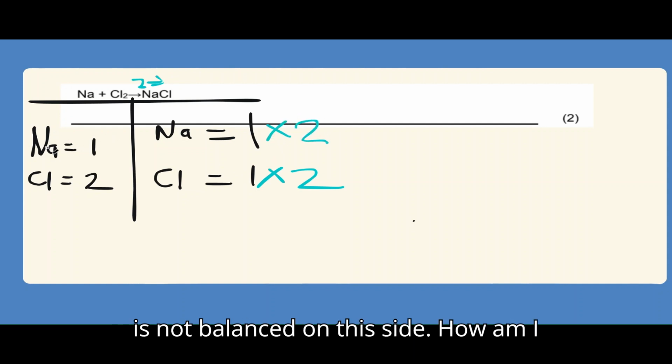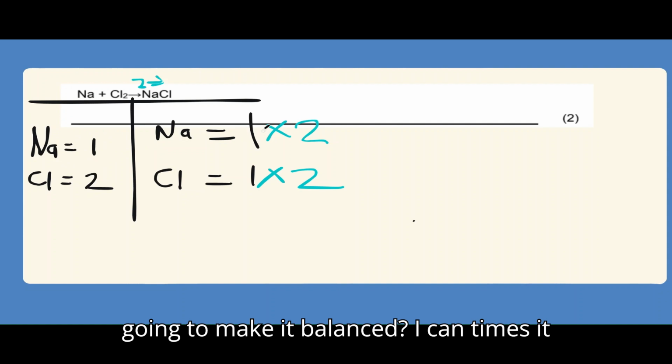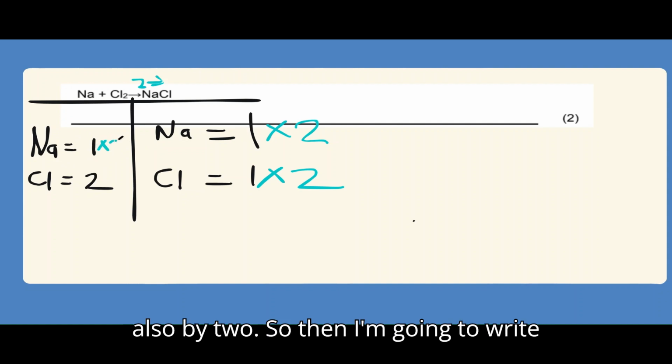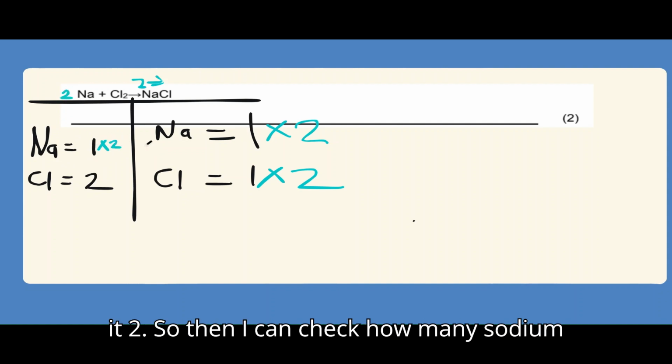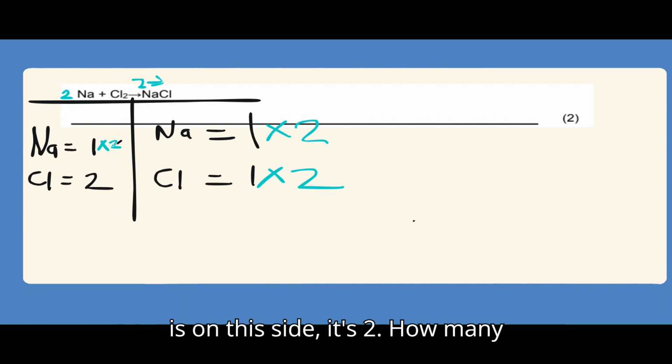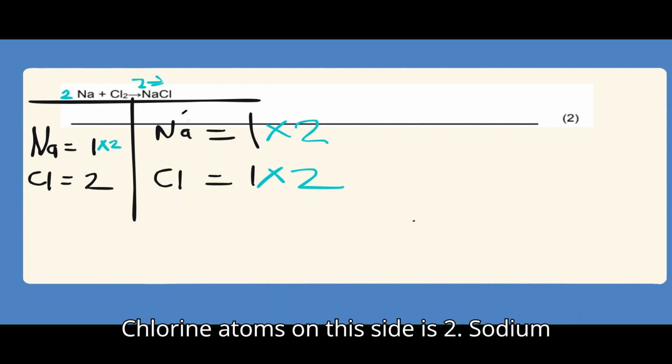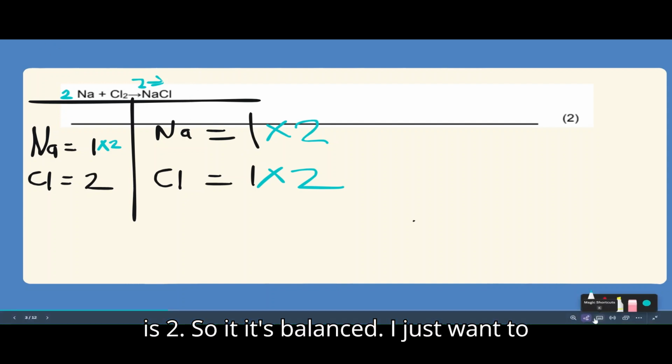But now the sodium is not balanced on this side. How am I going to make it balanced? I can times it also by 2. So then I'm going to write 2. Then I can check how many sodium is on this side, it's 2. How many chlorine atoms are on this side, it's 2. Sodium is 2. So it's balanced.